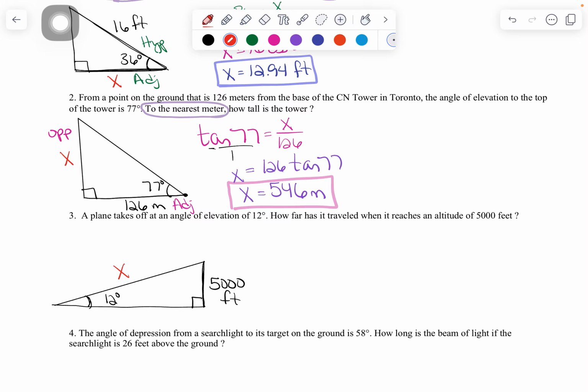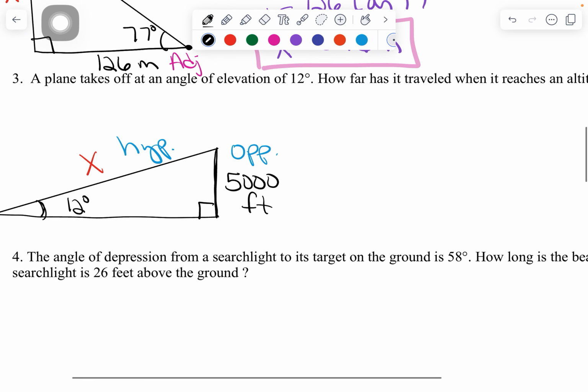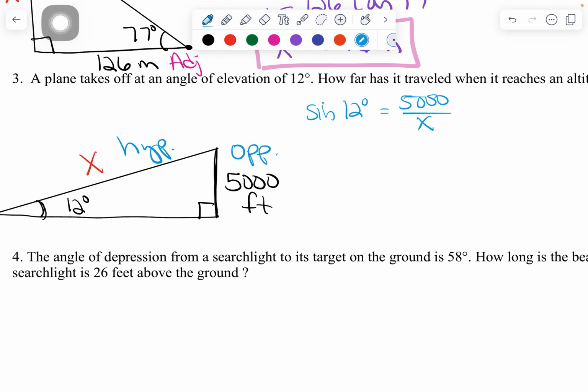It's drawn and labeled. Let's add in those labels for hypotenuse, opposite, or adjacent as needed. So this angle is opposite to the 5,000, so I'm going to label that as opposite. And the x is the hypotenuse. So which of your trig functions use opposite and hypotenuse? That's going to be sine. So we're going to do the sine of 12 degrees is equal to the opposite side, so 5,000, all over x. There's my over 1 there.